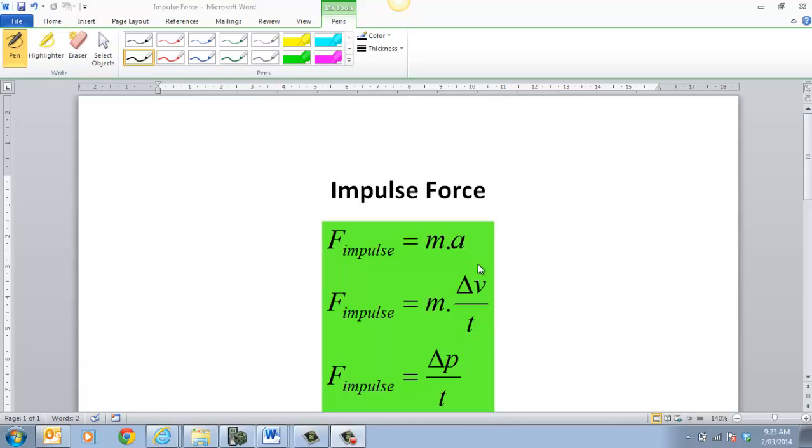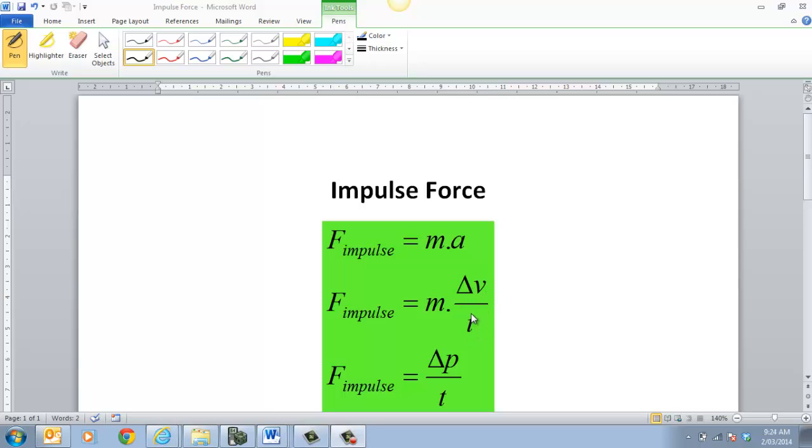Mr. Bennett here. Today we're going to look at a thing called an impulse force. We've already done a lesson on momentum. Now we know force is equal to mass times acceleration, which is Newton's second law. Now if we look at what acceleration is, acceleration is equal to the change in velocity over time.